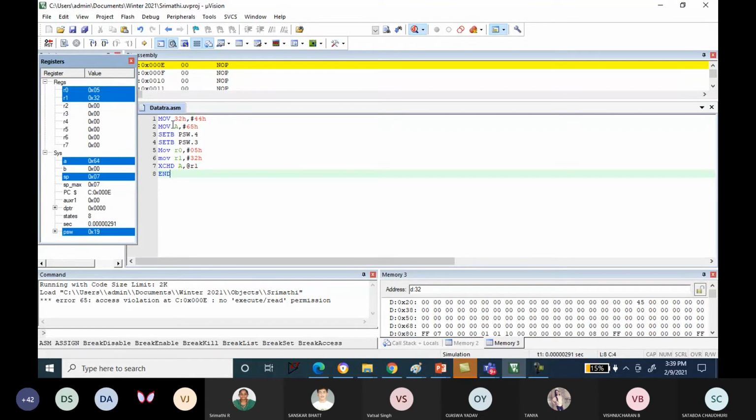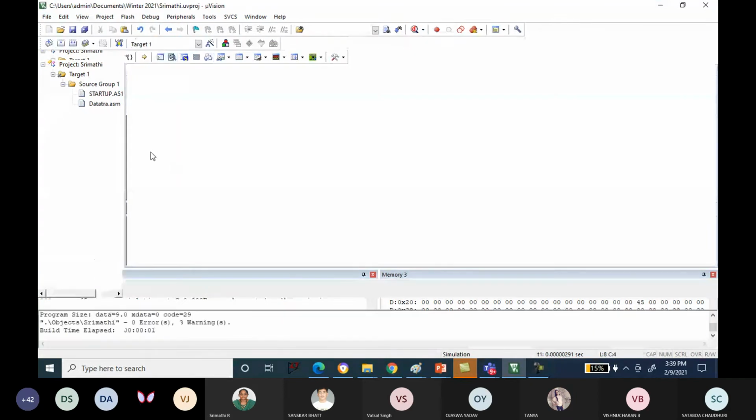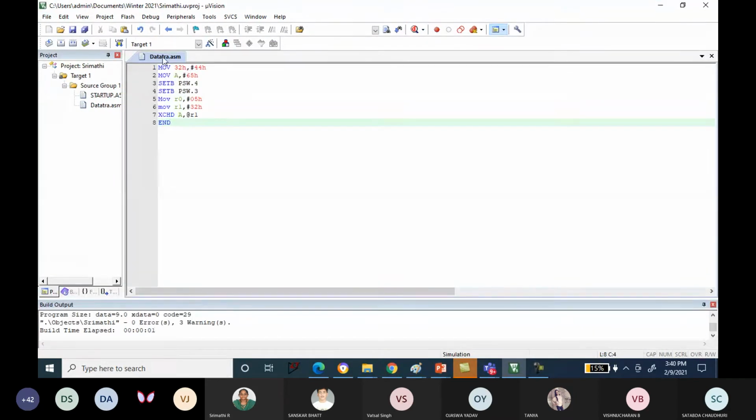So, MOV 32H comma #44. What does it mean? What type of addressing mode is the first instruction? Look at the first instruction. You have a hash symbol followed by the data. That is immediate addressing mode.